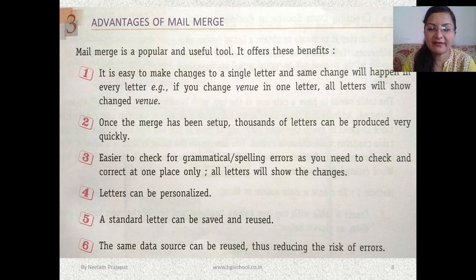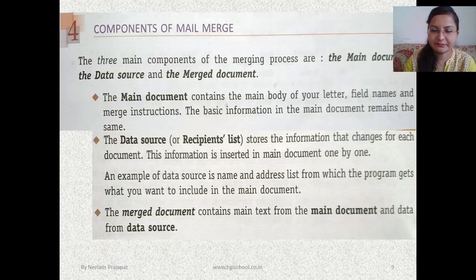Recipients means those to whom we have to send the letters, like your friends. So the same data source will be reused. Once you have saved your friends' details in the data source, you can use that data source again and again, thus reducing the risk of error, and this way errors will not be there.